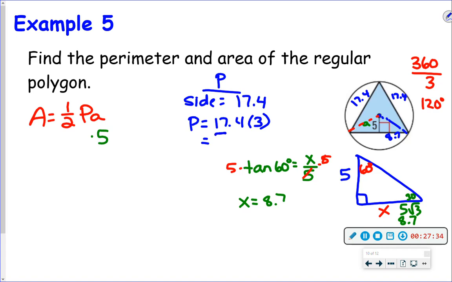I like it. Now I'm going to back up the truck. I'm going to put my 52.2 in here for my perimeter. Maybe space that a little bit better. Okay, so what's 0.5 times 52.2 times 5? I'm just going to round it. 130.5. Label, generic.